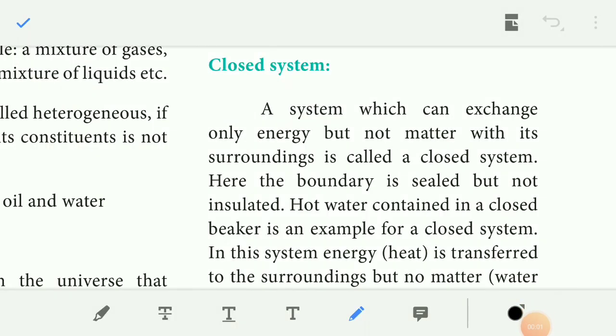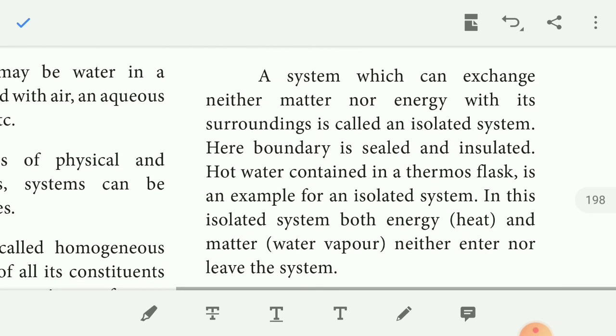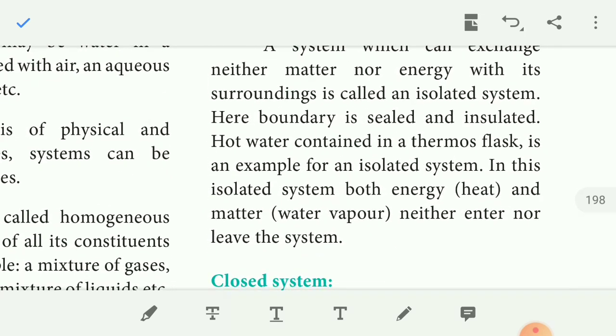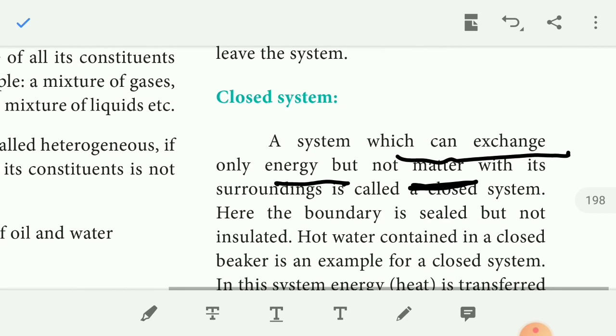Next, closed system. A system which can exchange only energy but not matter with its surroundings is called a closed system. Unlike the isolated system, which can exchange neither matter nor energy, a closed system can exchange only energy but not matter with its surroundings.